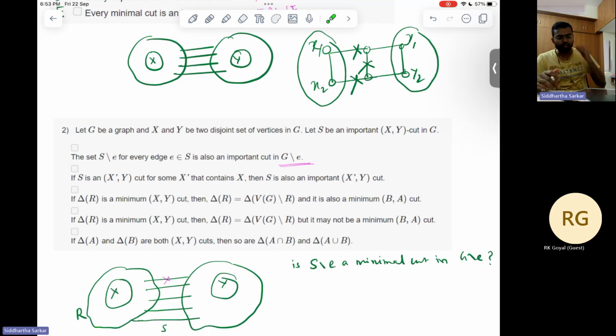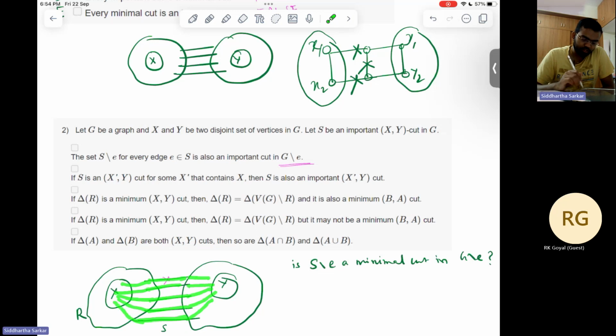So let's try to revisit what we just said. Because S is an important cut, it is also a minimal cut. That means each of these edges in the cut forms part of distinct paths between vertices X and Y. Correct? Yes. So that means if you do not remove even one of the edges from S, then you won't be able to disconnect X from Y.